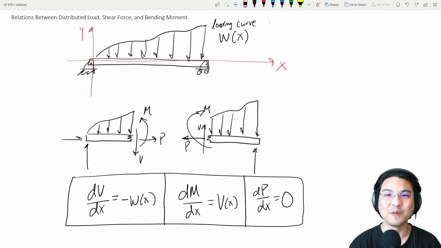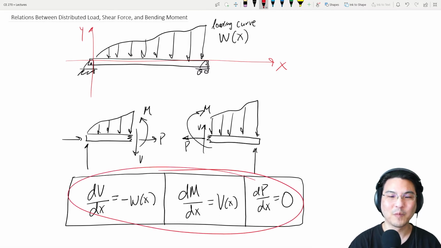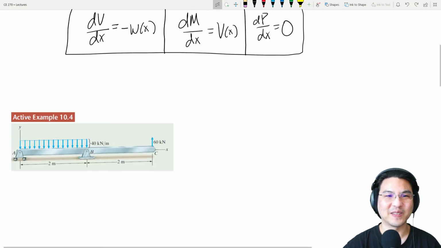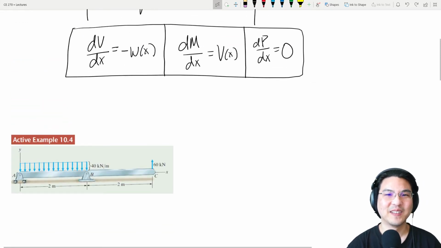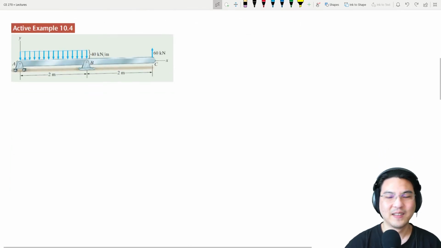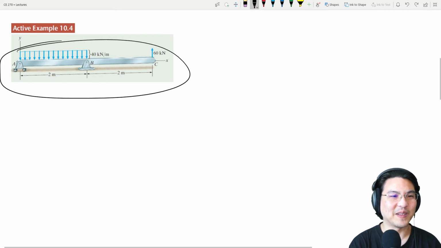Now how do we use this? It seems so simple, which it is very simple, but you still have to practice till you get the hang of it. So let's try it out. This is all you need. So try this method. Let's take this example.